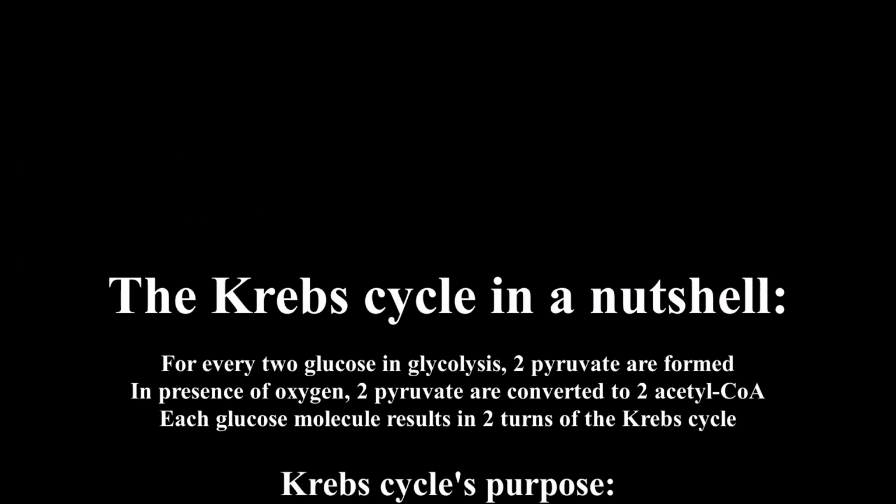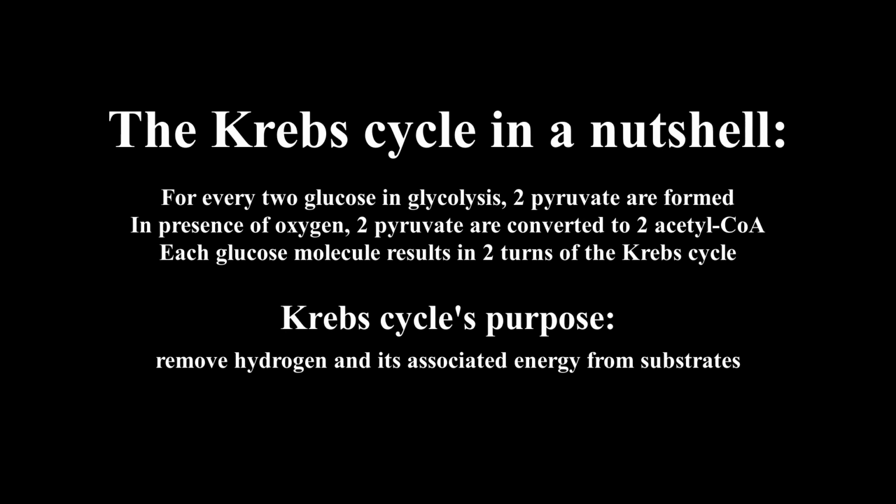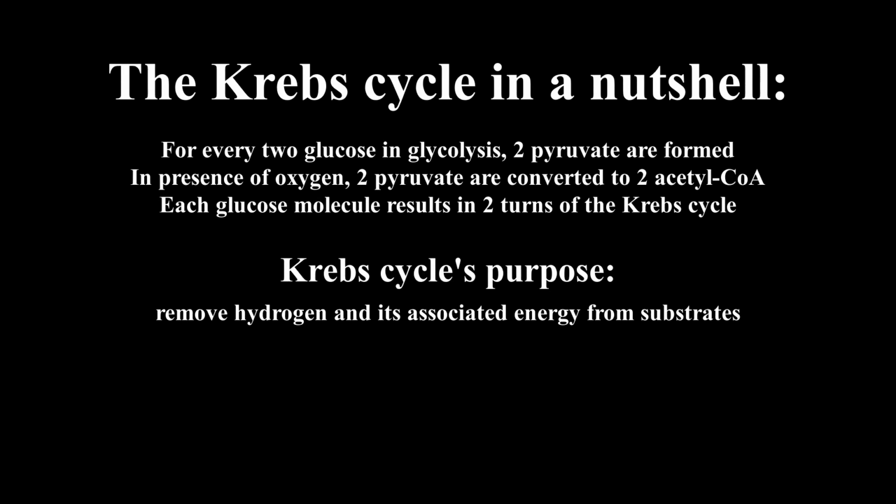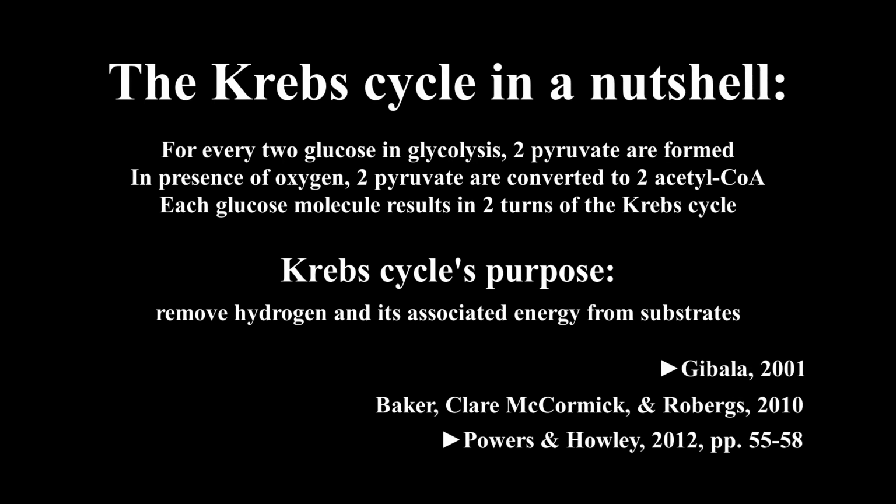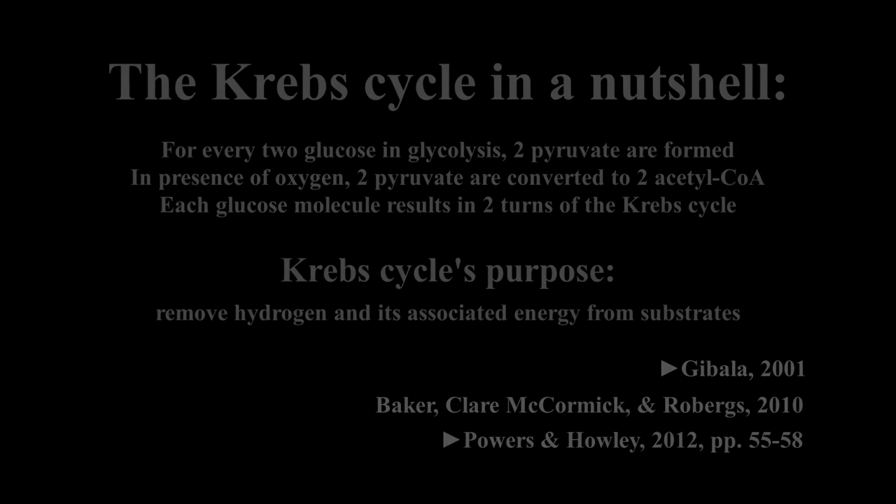Oxidative phosphorylation is a fairly drawn-out process, but as long as acetyl-CoA and oxygen are readily available, the process will continue dishing out 32 to 33 molecules of ATP with every turn of the wheel. The Krebs cycle's purpose is to remove hydrogen and its associated energy from substrates. In a nutshell, for every glucose in glycolysis, 2 pyruvate are formed. In the presence of oxygen, 2 pyruvate are converted to 2 acetyl-CoA. Each glucose molecule results in 2 turns of the Krebs cycle.